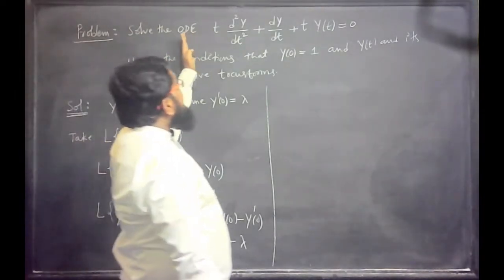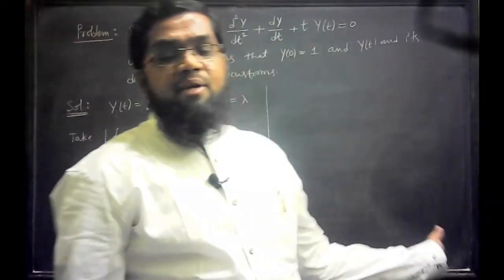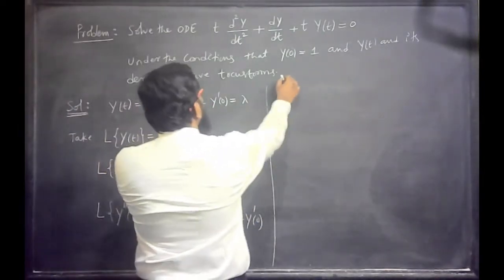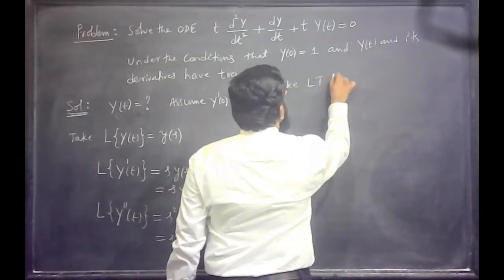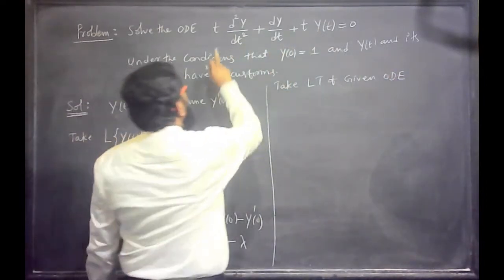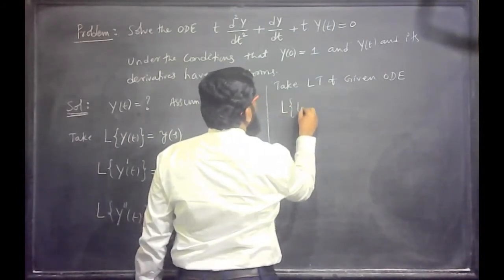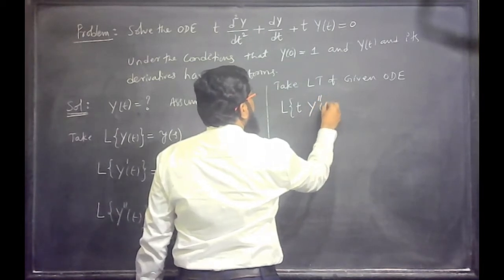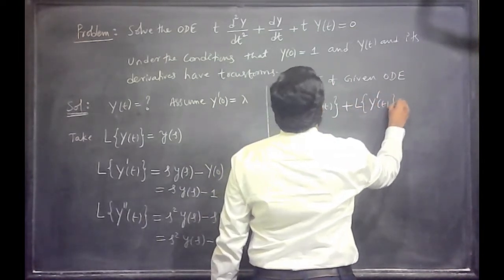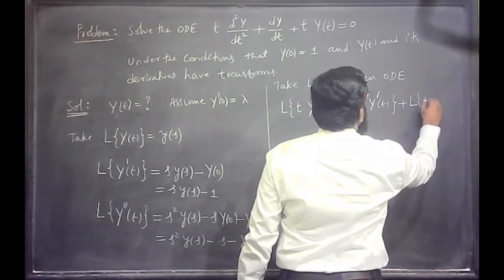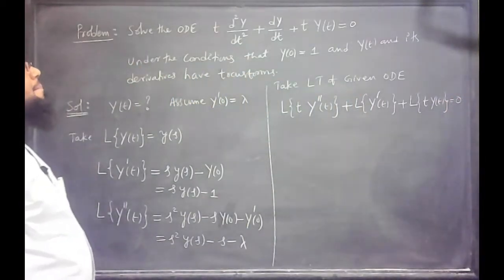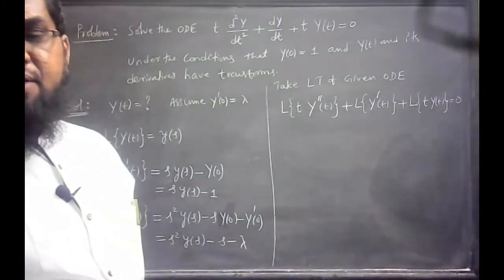So now let us determine the Laplace transformation. Let's take the Laplace transformation of the given ODE. What is the first term? The first term will be the Laplace transformation of t into y double prime of t. Then next, the Laplace transformation of y prime. Then next, the Laplace transformation of t into y of t, which is equal to 0. Okay? Fine?